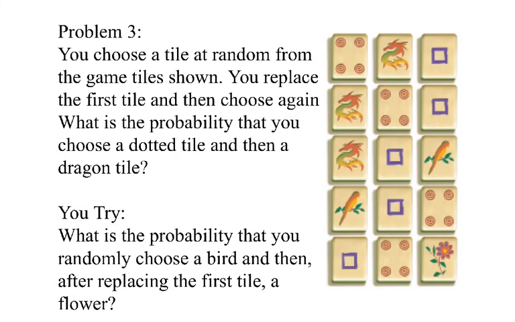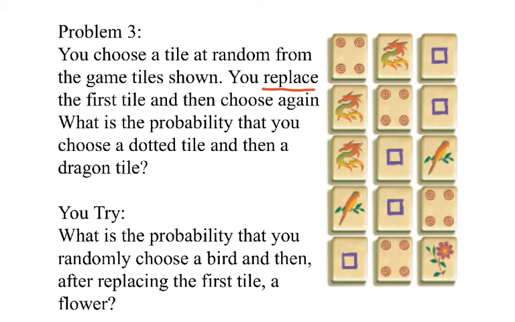All right, problem 3. We choose a tile at random from the game tiles shown. We replace the first tile and choose again. What is the probability that you choose a dotted and then a dragon? The big thing here is that we are replacing these. Since we're replacing, that means they are independent. So the probability that we choose a dotted and then a dragon.